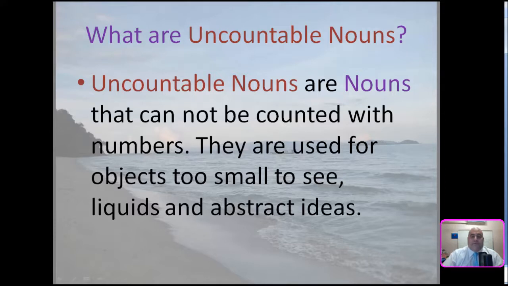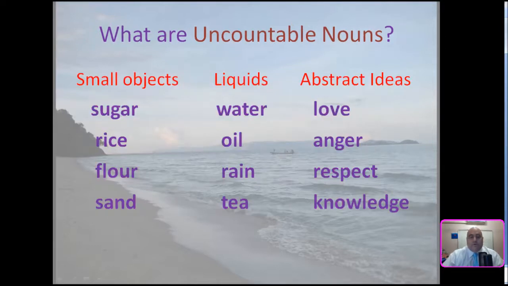What are uncountable nouns? Uncountable nouns are nouns that cannot be counted with numbers and are used for objects too small to see, liquids, or abstract nouns. Here are some examples. Small objects: sugar, rice, flour, sand. You can see sugar, rice, flour, sand, but they're very, very small. So we consider these uncountable because when you're discussing sugar or flour, you're not going to be talking about the single individual small, very small pieces of sugar or flour or sand.